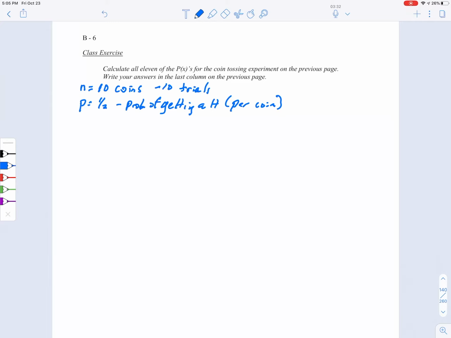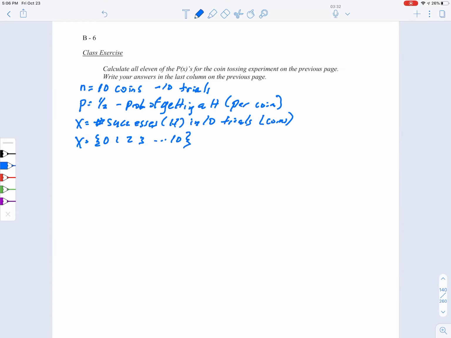X is equal to the number of successes, which in our particular case is heads, in 10 trials, which is 10 coins. The important thing to remember is that X can take on values of 0 up to 10. A common mistake is to forget about the 0.